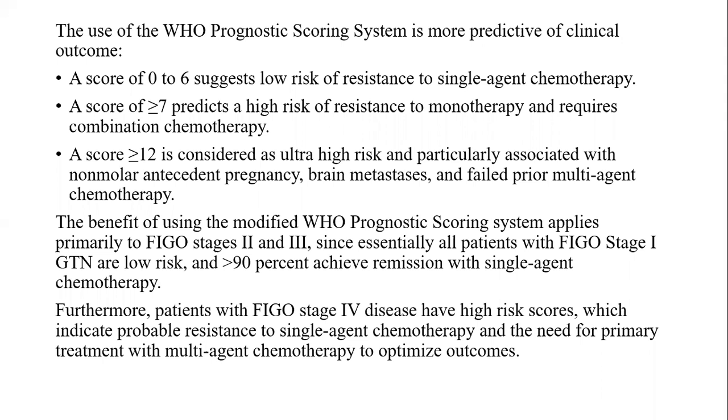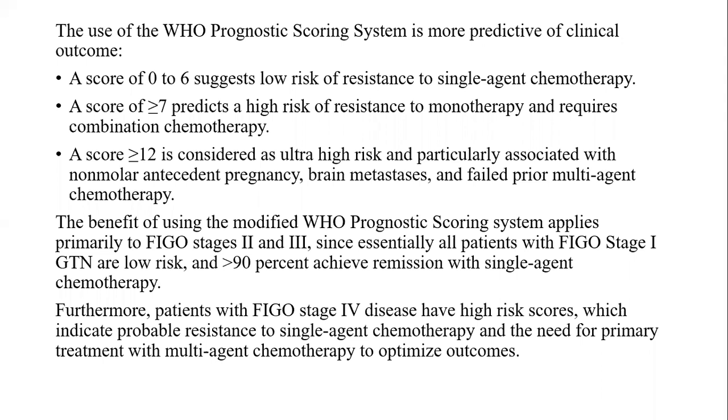So the benefit of using the WHO's prognostic scoring system applies primarily to FIGO stages 2 and 3, since essentially all patients with FIGO stage 1 GTN are low risk, and more than 90% achieve remission with single agent chemotherapy. In addition, FIGO stage 4 diseases have high risk scores, which indicates probable resistance to single agent chemotherapy and the need for primary treatment with multi-agent chemotherapy to optimize outcomes. So, yeah, that's true. That's a very good observation, that the benefit of this scoring is mainly in stages 2 and 3.